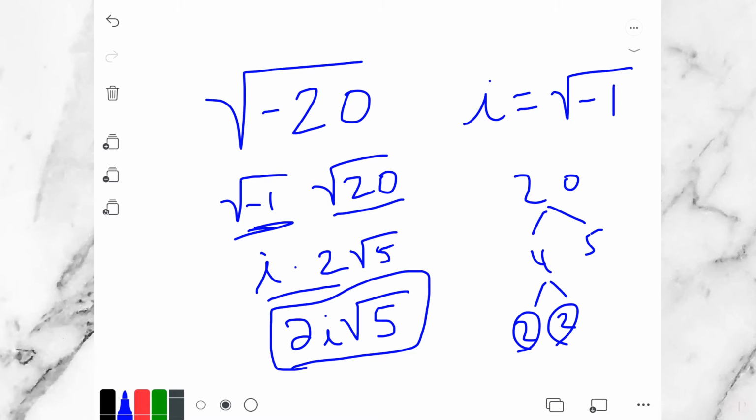Basically, anytime you have a negative number under the square root, you're going to have an i in your answer. Okay? All right, let's try another one. Let's try square root of negative 45. All right, so I've got negative.